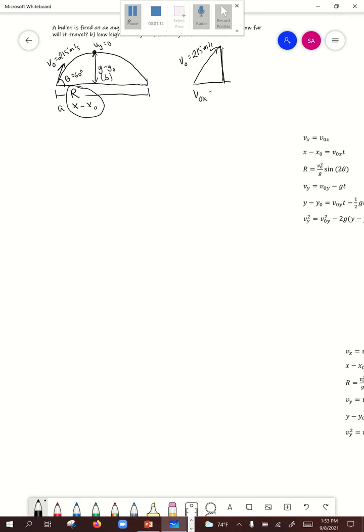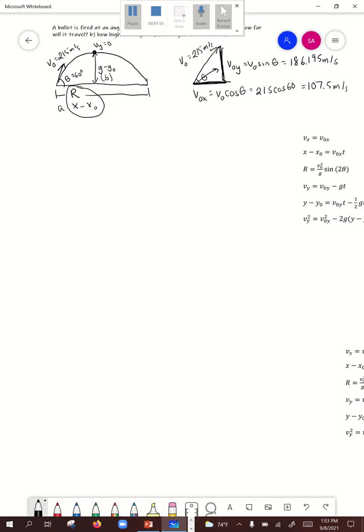So v0x is equal to, if this is the angle, you can see the x component side is adjacent to the angle, so it's going to be v0 cosine theta. So that's 215 cos 60, which is 107.5 meters per second. v0y is the vertical side, and that's opposite to the angle. So v0y is v0 sine theta. If I put in my numbers, I get 186.195 meters per second. Now, I'm not going to round these numbers now. I'm going to use them as they are.